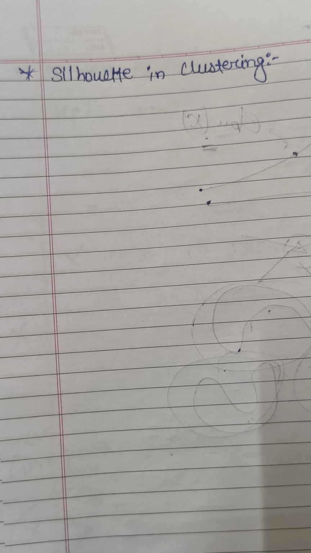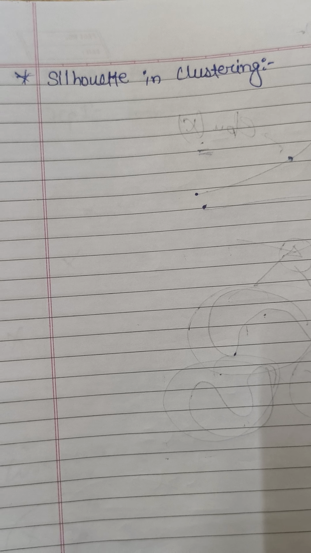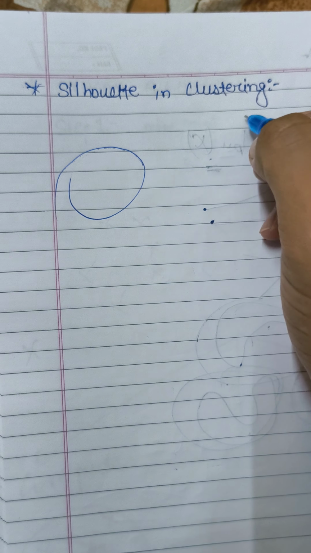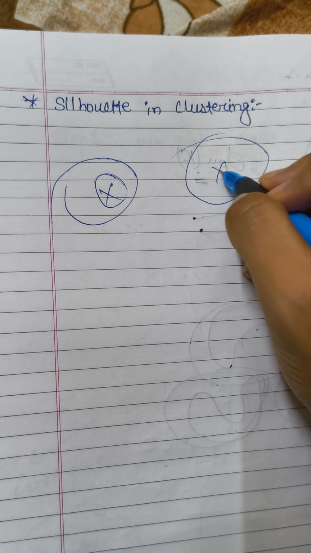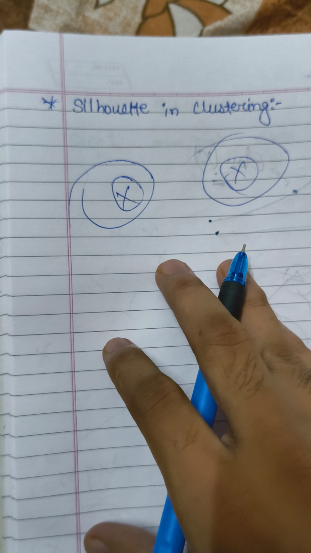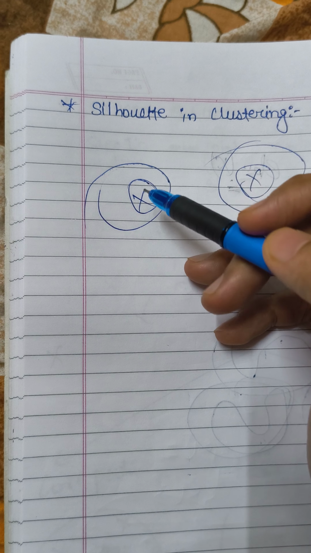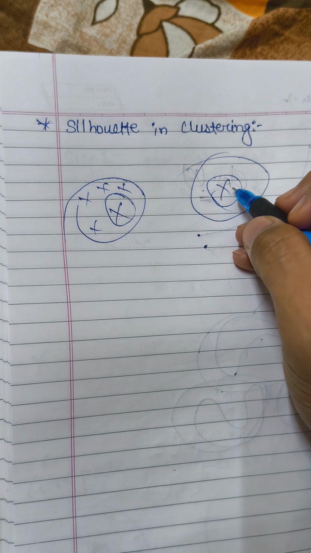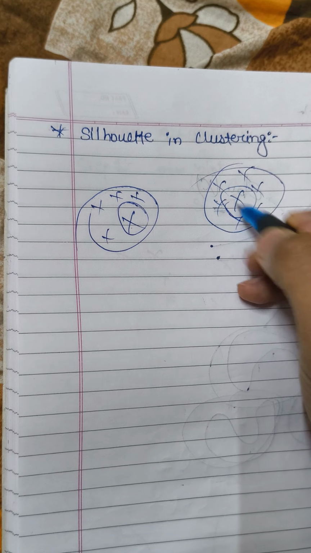It tells you how similar a point is to its own cluster and how dissimilar it is from another cluster. Suppose there is one cluster, there is another cluster, there is a point in this cluster, and there is a point in this cluster. Through Silhouette we will get to know how my data point in this cluster is related to the data points in its own cluster, and how it is different from the points present in another cluster.